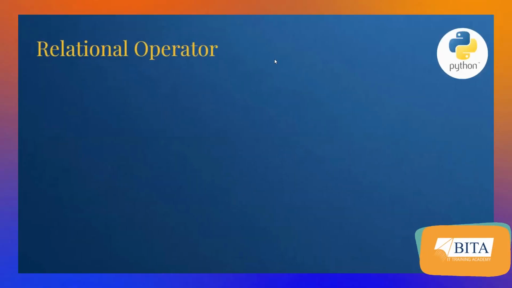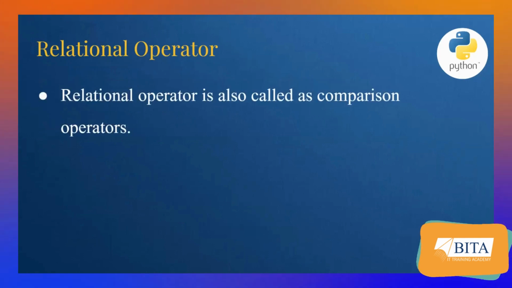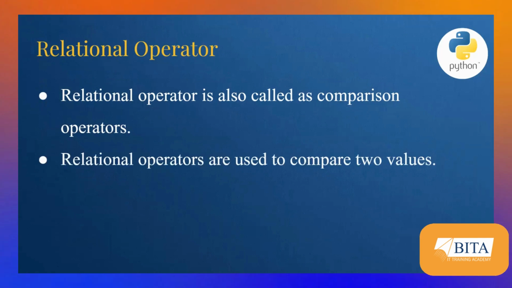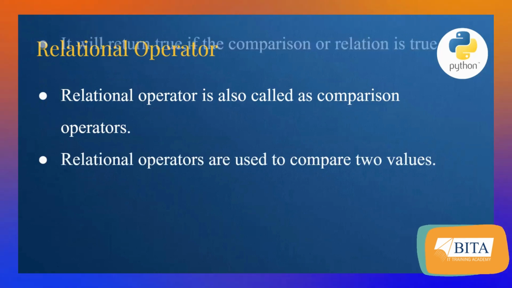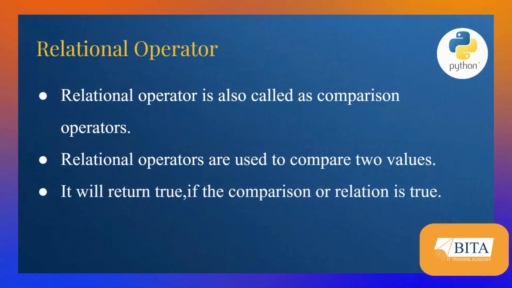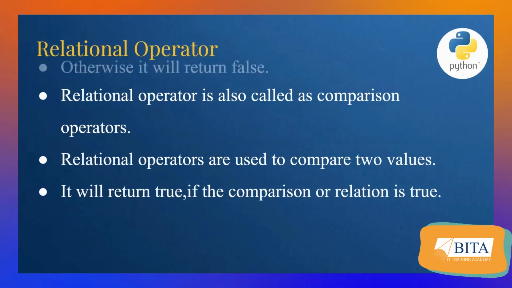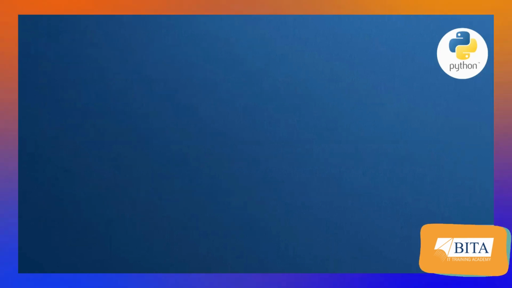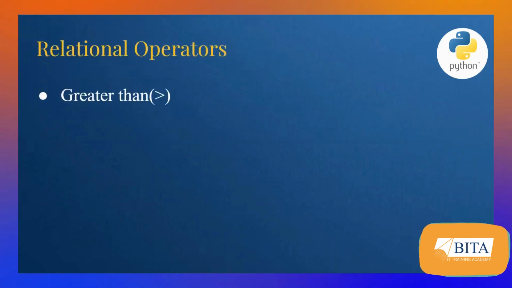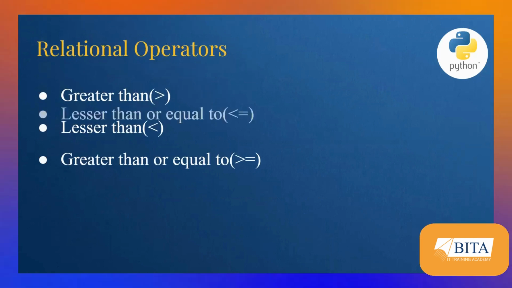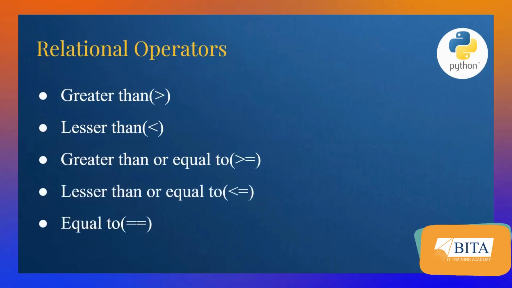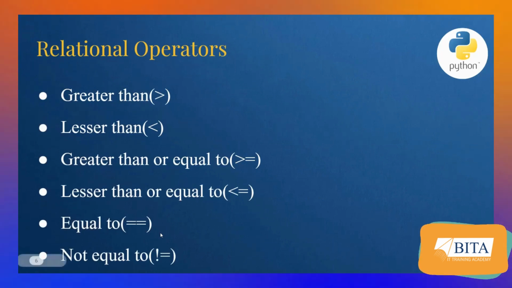Now we are going to discuss relational operators. What is a relational operator? It is also called a comparison operator. If you want to compare any two values, we can use this operator. It returns a Boolean value, either true or false. What relational operators do we have? Greater than, greater than or equal to, less than, less than or equal to, the equal sign, and the not equal sign. These are the symbols we use to compare two values. We'll see with an example.